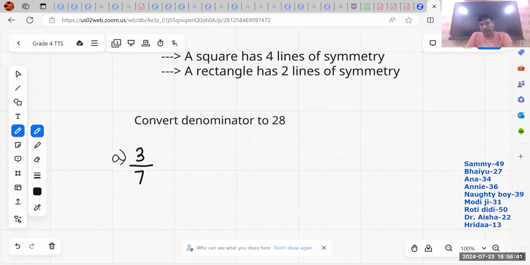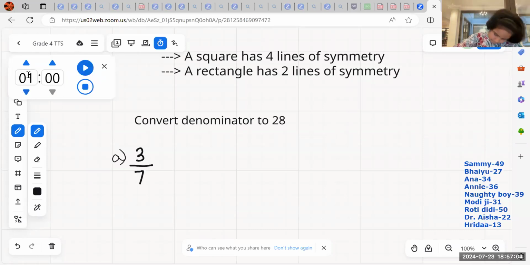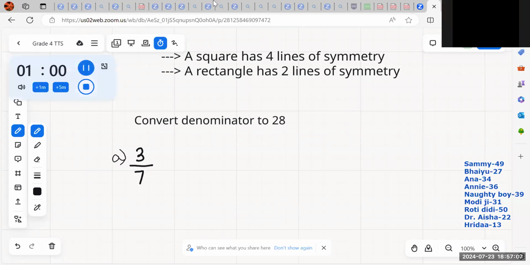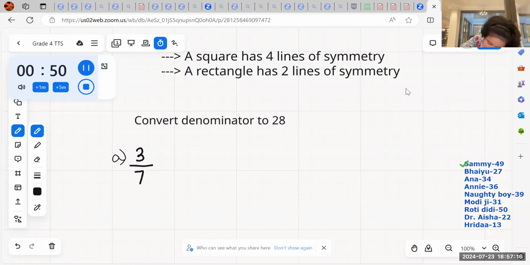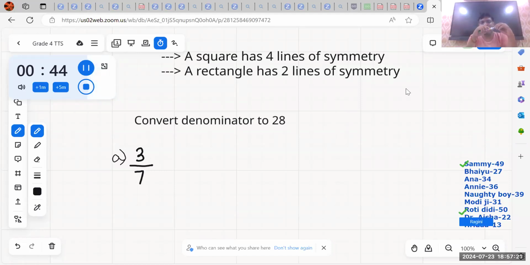This is a very important concept. First one. 3/7. So only Osama and Roti Didi remember.